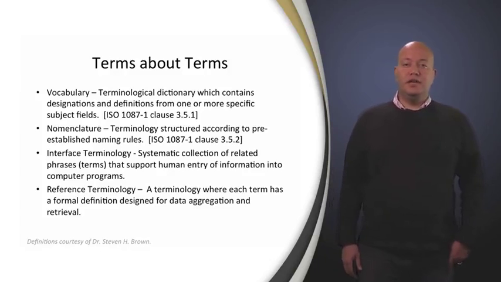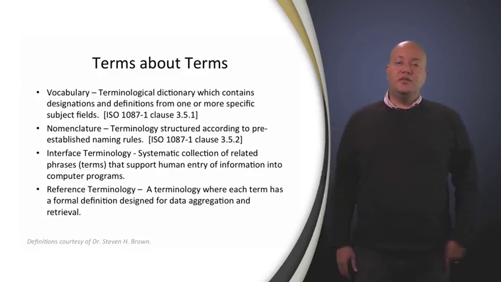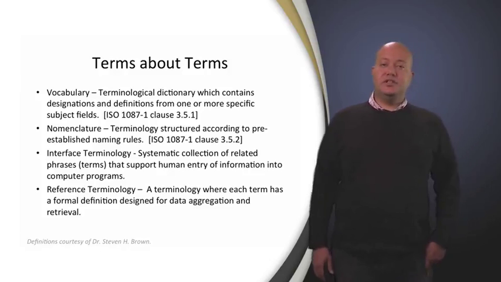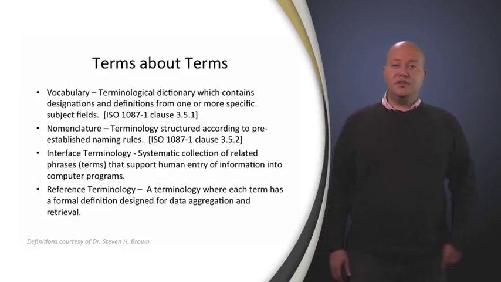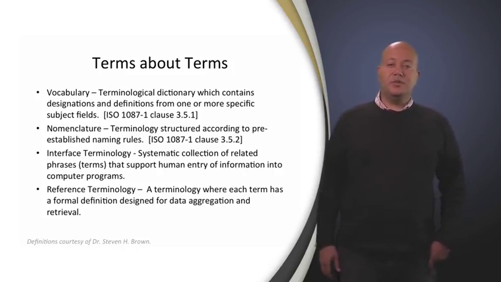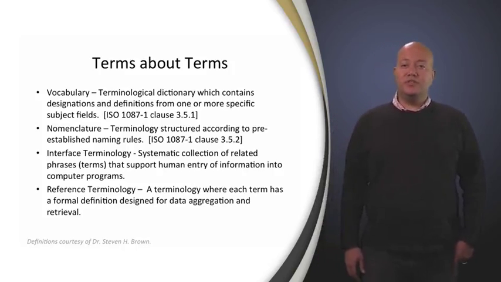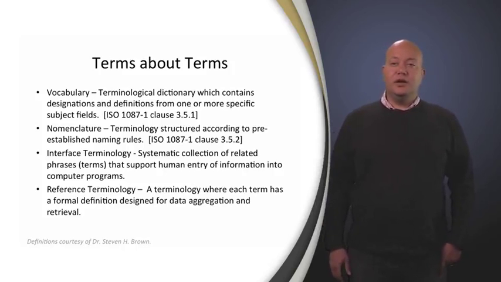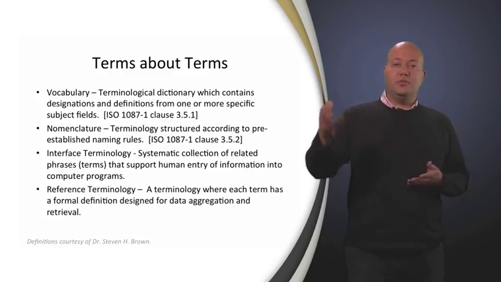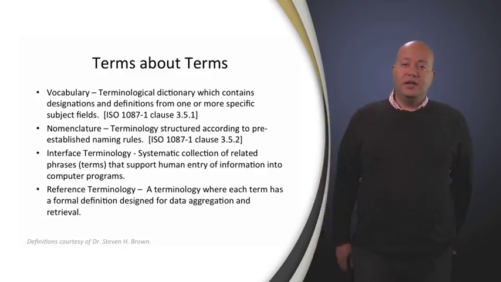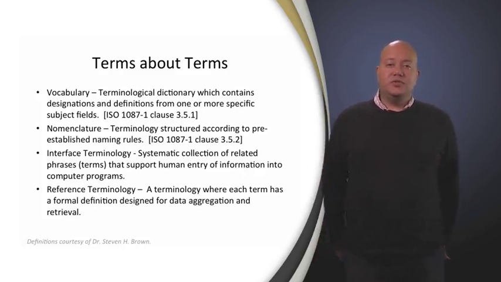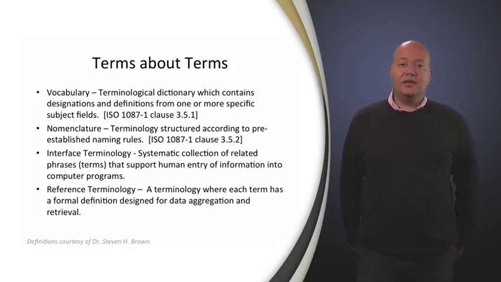Before I go any further, here are some additional definitions. Vocabulary is a terminological dictionary which contains designations and definitions from one or more specific subject fields. A nomenclature is a terminology structured according to pre-established naming rules. For example, you need one term from column A and one term from column B. LOINC is an example of a nomenclature. LOINC stands for Logical Observation Identifier Names and Codes. It's a universal code system for identifying lab and clinical observations that we will describe in more detail later.